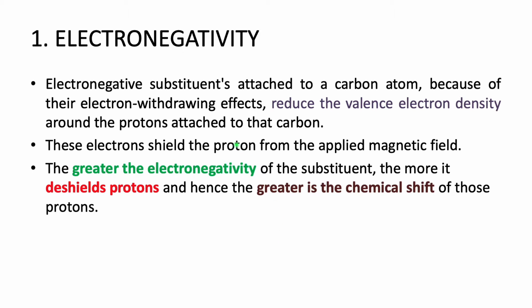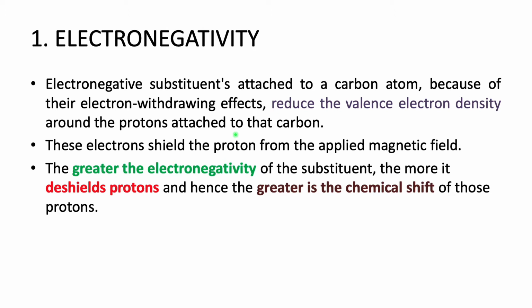The electronegativity of the substituents attached to the carbon atom, because of their electron withdrawing effects, reduces the valence electron density around the protons attached to that particular carbon. So when we are discussing proton NMR in particular, to find out the effect of substituents on the electron density over this hydrogen atom, the effect of electronegative substituents plays a very crucial role.